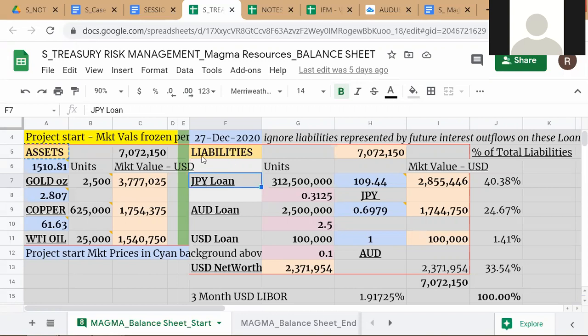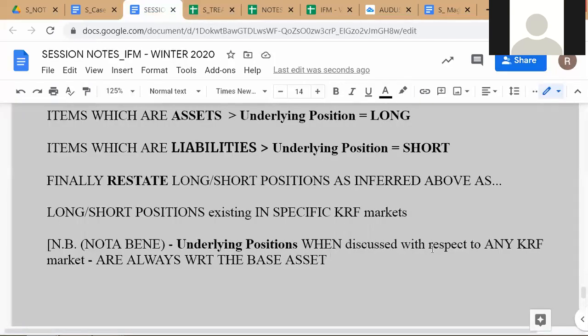So what you have figured out is that because the Japanese yen loan is showing on the liability side, you're short yen. Straight away, you know that, from the logic that we have just discussed. But it's not sufficient for you to say that I'm short yen. This is the point I'm trying to make here: underlying positions, when discussed with respect to any KRF market, are always stated as long or short with respect to the base asset.